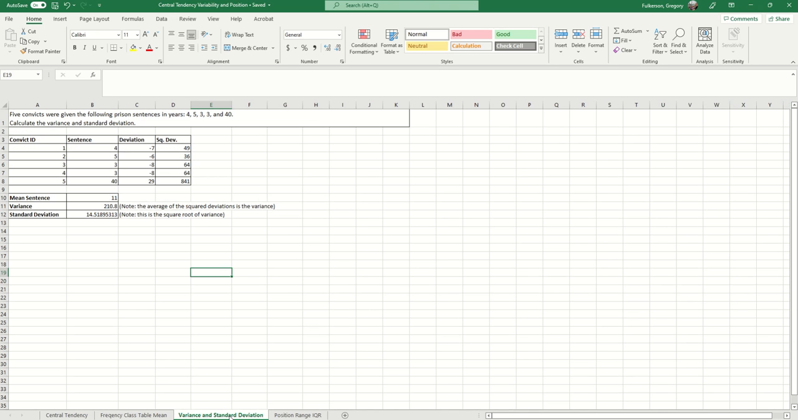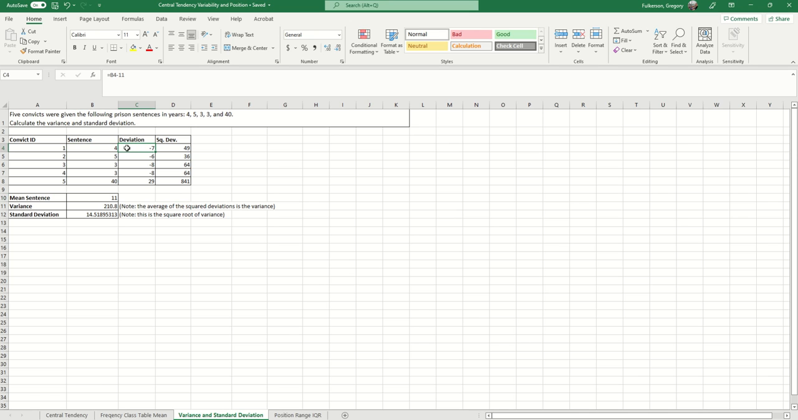So this next one shows us how to calculate the variance and the standard deviation. So in this problem, we have 5 convicts with prison sentences in years. That's what the sentence is. There's 5 here. So prisoner 1 got 4 years, prisoner 2 got 5. You see prisoner 5 got 40 years, so they're what we call an outlier. Their sentence is much longer than the others in the group here, which is going to have an effect on the mean. You can see the mean is 11, which is really higher than all of these except one. All right, but let's come back to that.